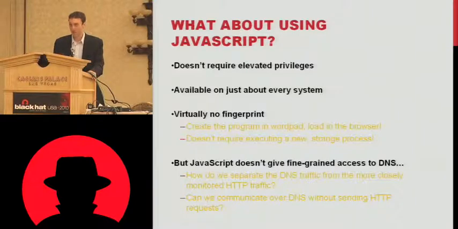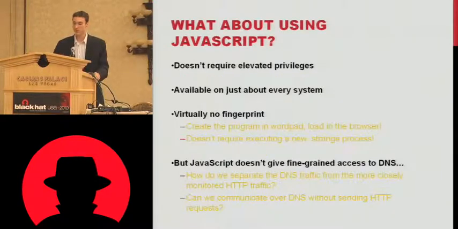So I started thinking about JavaScript, which doesn't require elevated privileges on the system, and it exists on just about every system, and it doesn't have much of a fingerprint. All you'd really have to do is type something up in Notepad and load it up in the browser, which is already an executing process. And if you're able to get this bidirectional DNS traffic back and forth, that would be a pretty covert thing. Typically, a lot of people will look at HTTP traffic pretty heavily, but they'll usually overlook DNS a little bit.